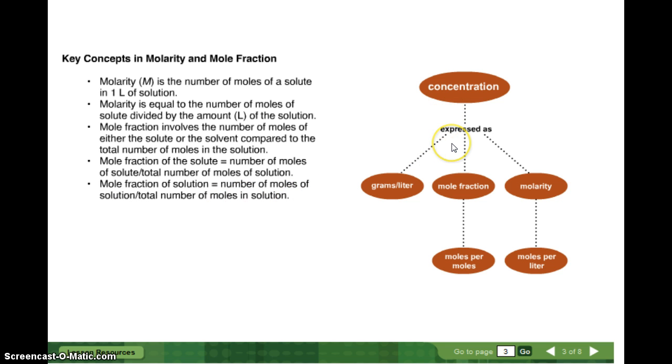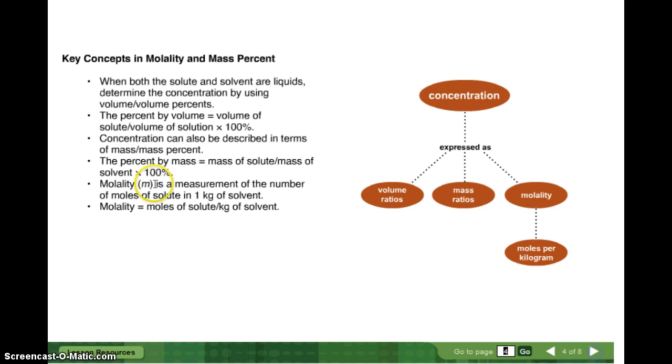So concentration is expressed as grams per liter, in the mole fraction as in moles per mole, in molarity as in moles per liter. Key concepts in molality and mass percent. When both the solute and solvent are liquids, determine the concentration by using volume percents. The percent by volume equals volume of solute divided by volume of solution times 100%.